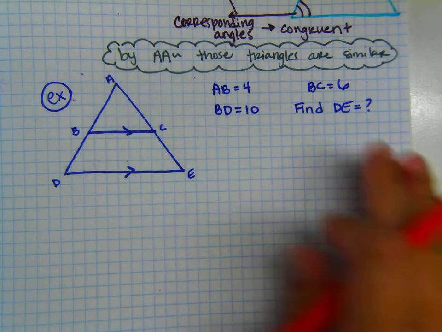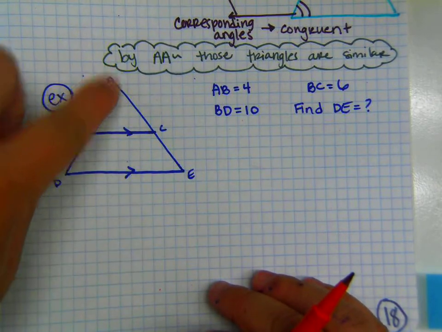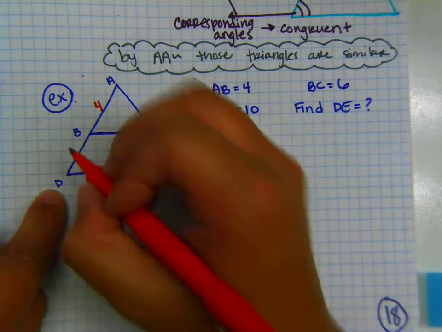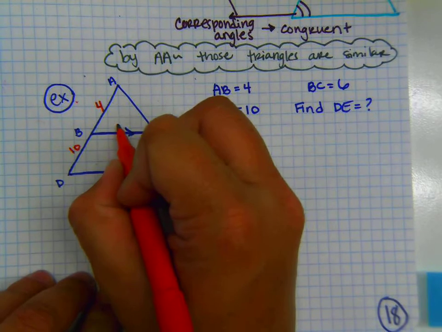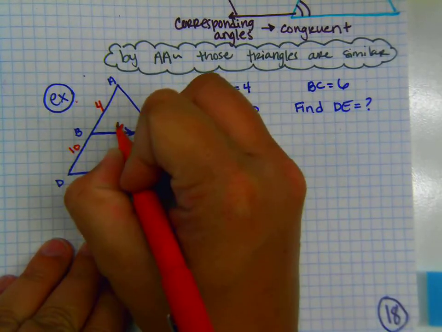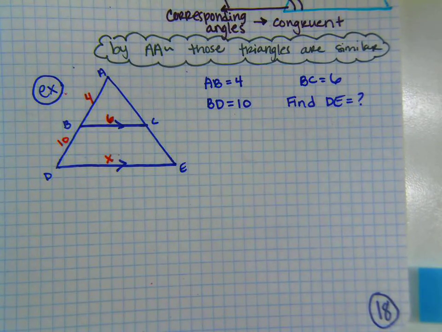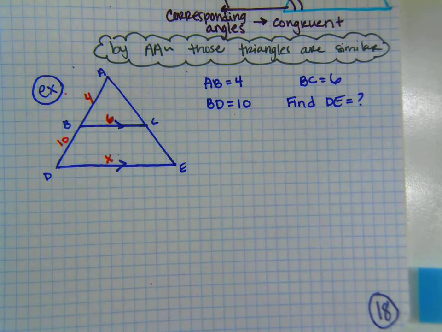So let's put these values on our picture to start. Well, we have AB, 4, BD is 10, and BC is 6. And I don't know DE, so I'm going to call it X because I don't know that one. Okay? Now, just like before, I put some asterisks. I said redraw as two triangles. That's definitely how I want you to start. So we're going to redraw this as two triangles.